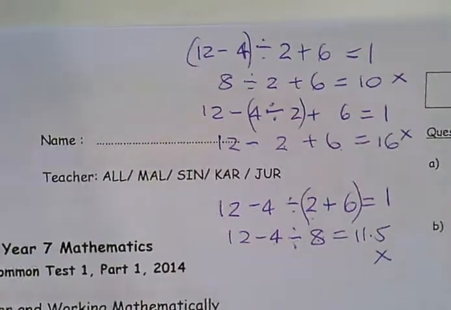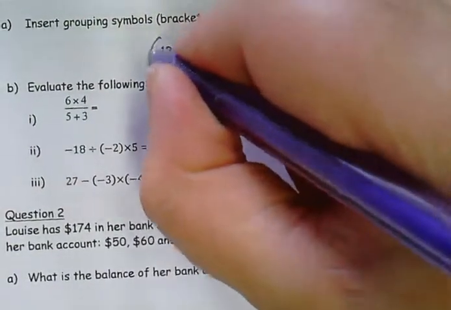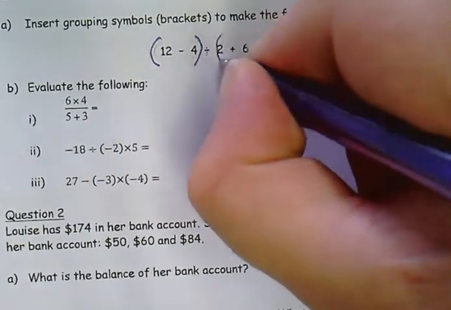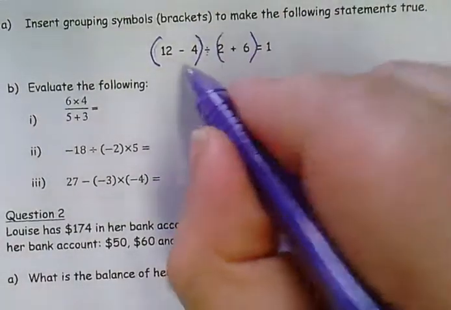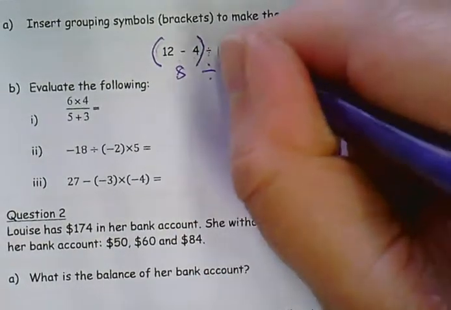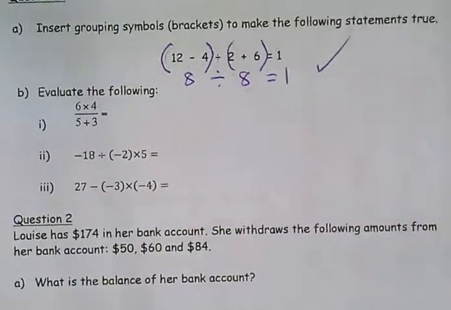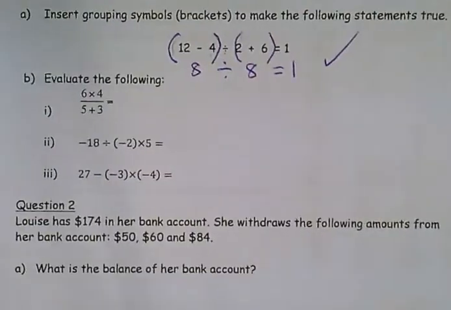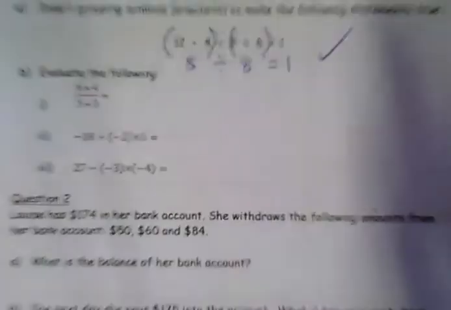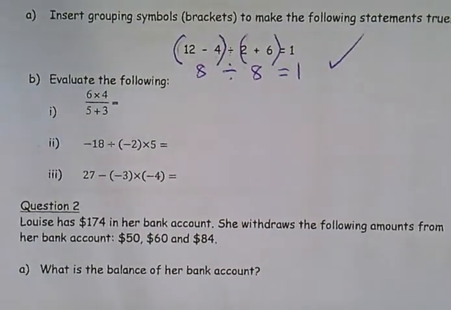So the next thing to do is try perhaps 2 sets of brackets. I could put brackets there and maybe brackets here. So I've got 12 take away 4 is 8, divided by 2 plus 6 is 8, and I know that 8 divided by 8 is 1. So that works. Now that is a bit of a tricky one, all right? And if that didn't work, you could try putting 3 things in the brackets together and working that out.